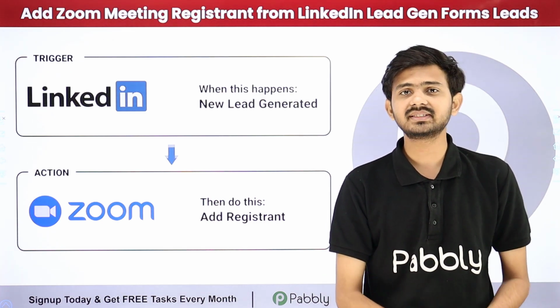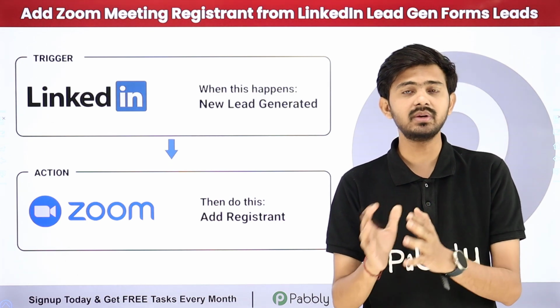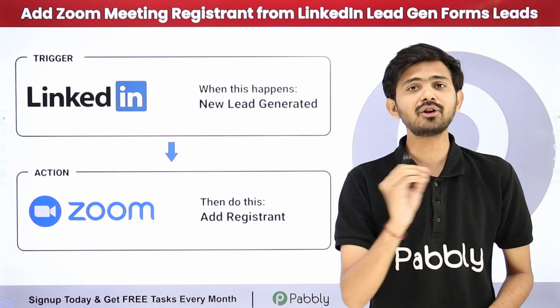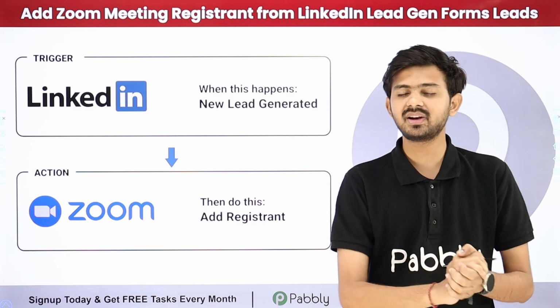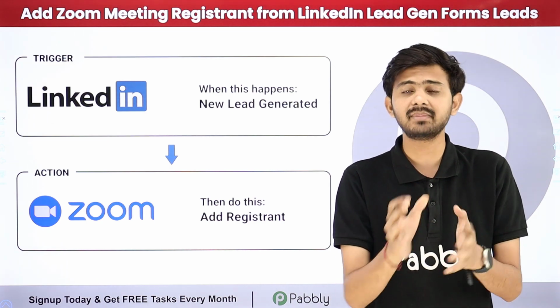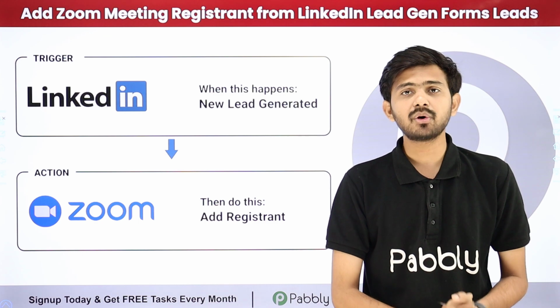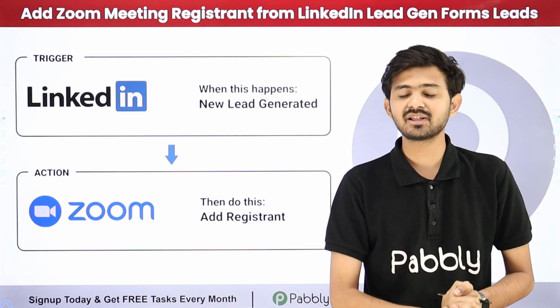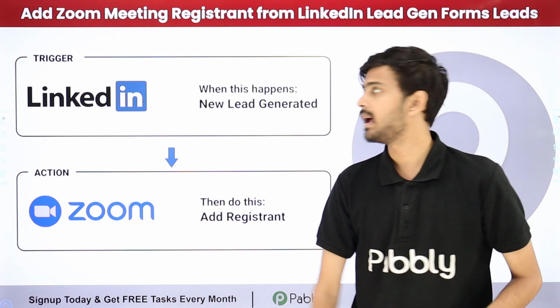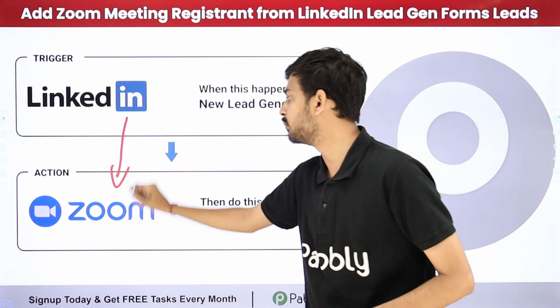So for my business, I'm running an ad campaign through LinkedIn lead gen forms. Now what I want to do is that whenever I receive a new lead through LinkedIn lead gen form, then automatically by using those details, I want to create a registrant for my meeting or webinar in Zoom. Here I want to do this automatically, and for that, I need to build a connection between LinkedIn lead gen forms and Zoom.